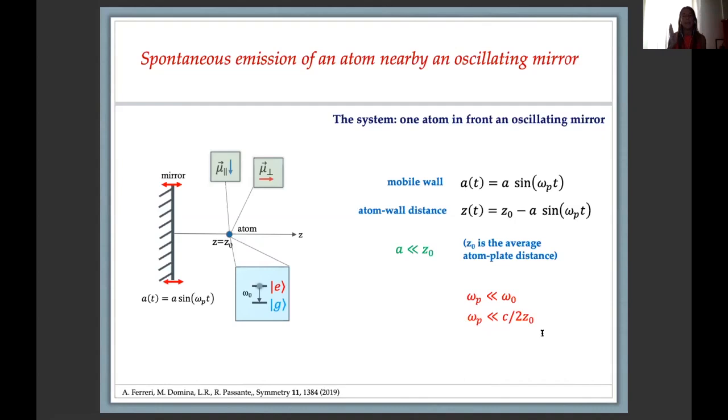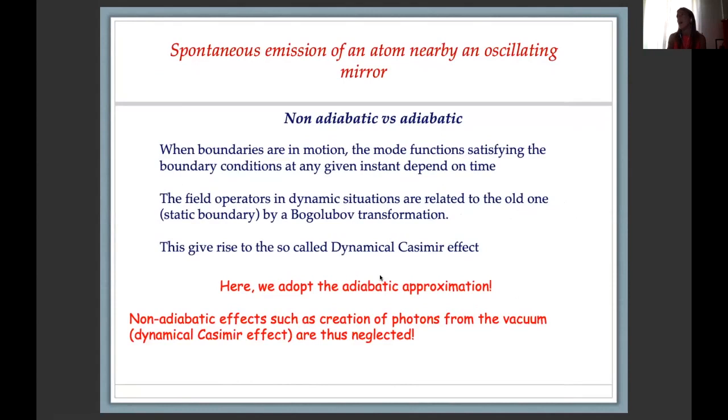We suppose that the atom is prepared in the excited state, and also that in the field there are no photons. That is, the electromagnetic field is in the vacuum state. In general, when we have boundaries in motion in the system, we must introduce new field operators related to the old ones, those in the static situation, by a Bogoliubov transformation, and also the mode functions satisfying the boundary conditions at any given instant depend on time. This, as we know, gives rise to the so-called dynamical Casimir effect.